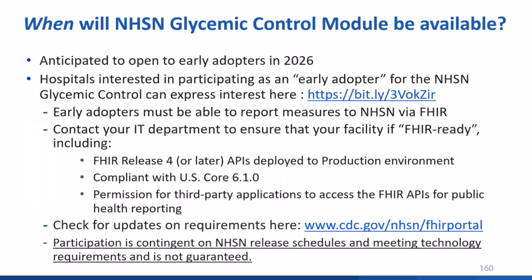So you may want to know when this is going to be available. The NHSN Glycemic Control Module is expected to be open to early adopters next year, 2026. If your facility is interested in participating as an early adopter, you can express interest at the link in this slide. Of note, your facility must be able to report measures via FHIR. Participation is contingent on NHSN release schedules and meeting technology requirements and is not guaranteed.